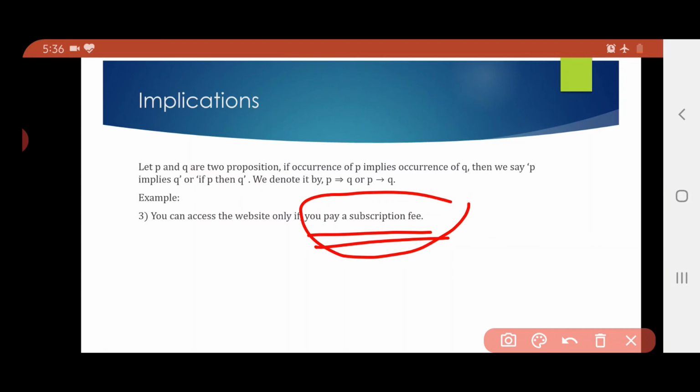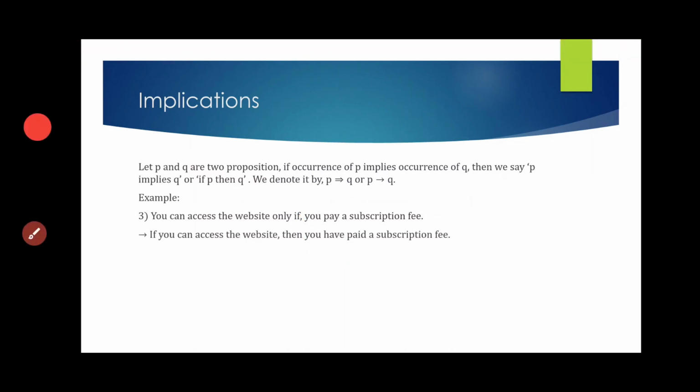I'm sorry, I just misinterpreted. If you pay the subscription fee, as it is the necessary part, it is the consequent, and you can access the website, as it is the sufficient part, is the antecedent. So therefore, when you are writing it, it is going to be something like this. If you can access the website, then you have paid the subscription fee, right?